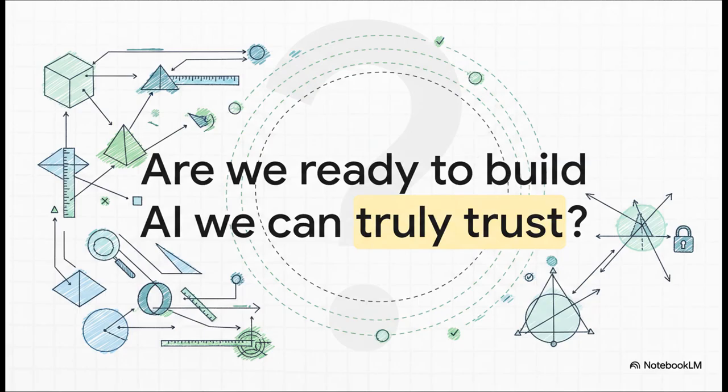And that leaves us with a final, really big thought. As these tools for measuring power and verifying behavior get better and better, are we finally getting close to a future where trustworthy AI isn't just a goal we hope for, but something that is actually a mathematical certainty?